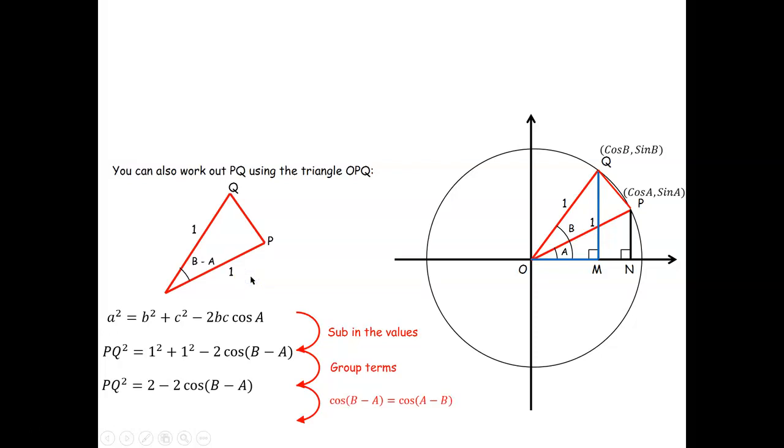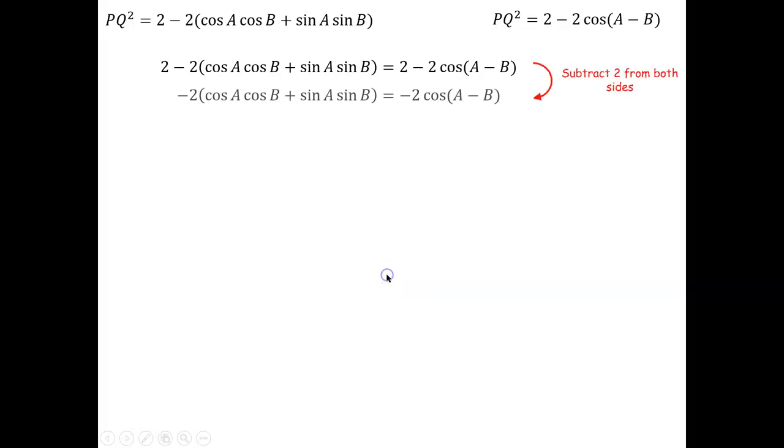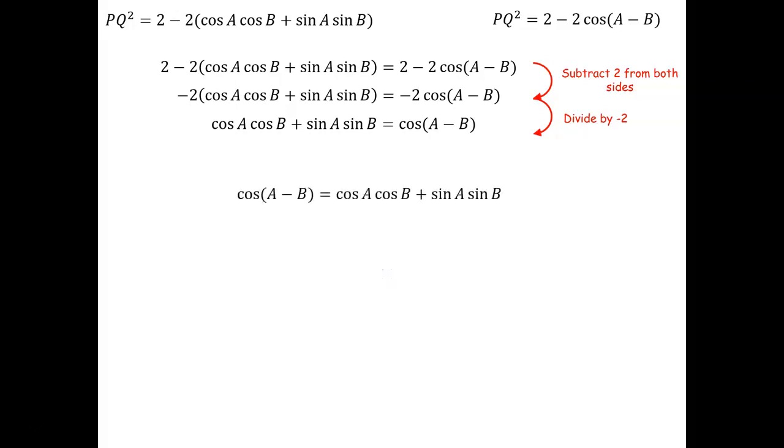Now, because cos of an angle is equal to cos of a negative angle, I'm just going to rewrite cos (B minus A) as cos (A minus B). Now, I have two expressions that PQ squared is equal to, so I can set them equal to each other. Now, I can subtract 2 from both sides and divide both sides by negative 2. And I get this statement. This is an identity, it is always true.